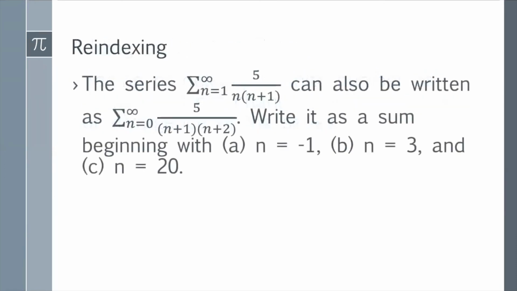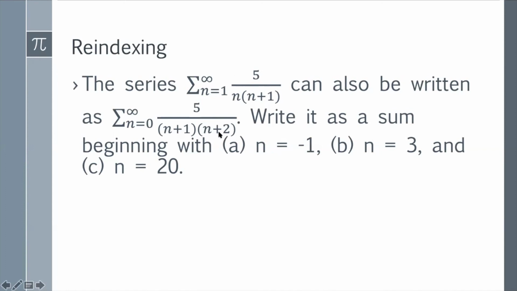All right, so as the final example in this section, I want to talk about reindexing. The series n equals 1 to infinity of 5 over n times n plus 1 can also be written as the sum n equals 0 to infinity of 5 over n plus 1 times n plus 2. Why is that? Well, just look at the first term, for example. The first term, when you write it like this, is 5 over 1 times 2. And it's the same if you write it like this, because n starts at 0, the first term is still going to be 5 over 1 times 2.